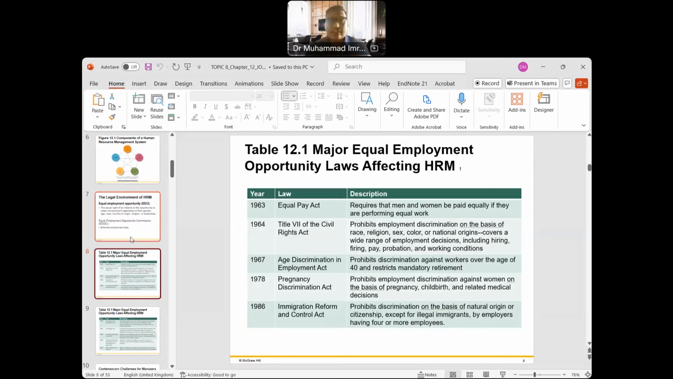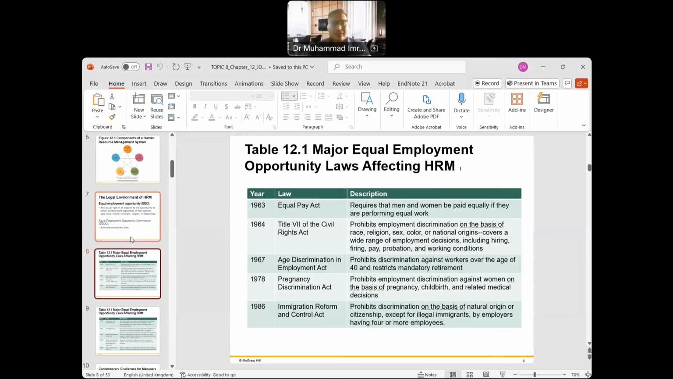Okay, the Equal Pay Act. No gender discrimination. If male and female are working on the same job task, they have the right to the same salary. It requires that men and women are paid equally if they are performing equal work.